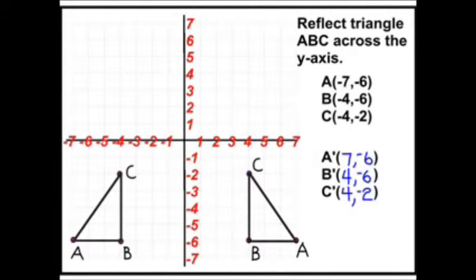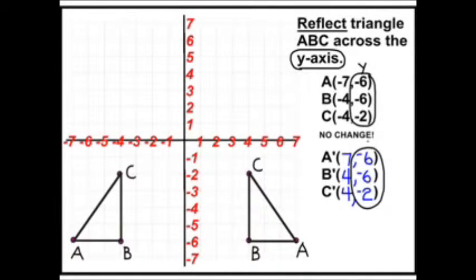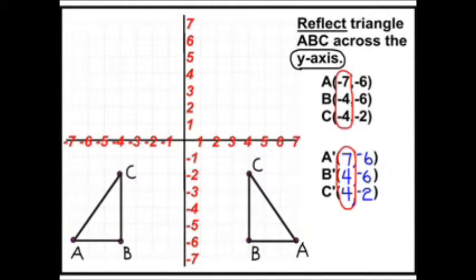Now let's compare our new points to the old points. As you take a look, the absolute value of each of the coordinates stayed exactly the same, meaning that A had an absolute value of 7 and 6, and when we changed it, the number still stayed 7, 6, but there was one thing that did change. Take a look at each of the x values. All of the x values were negative, and after we reflected the object, all of the x values became positive.